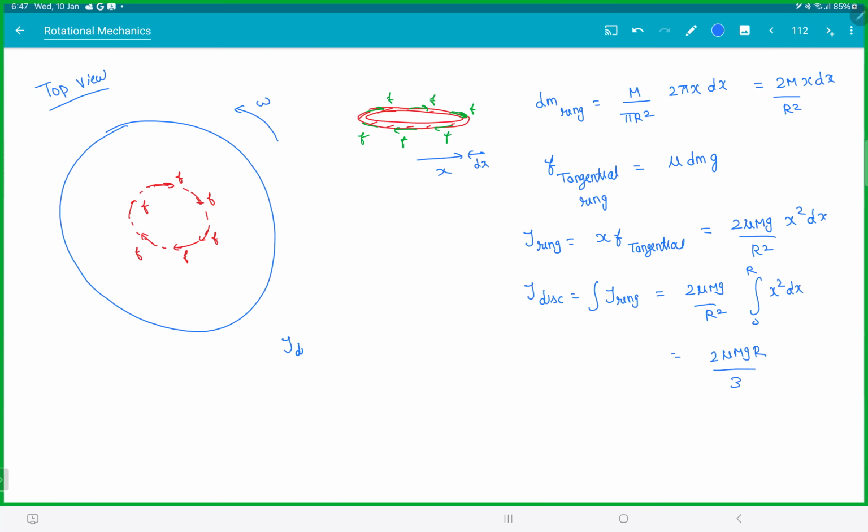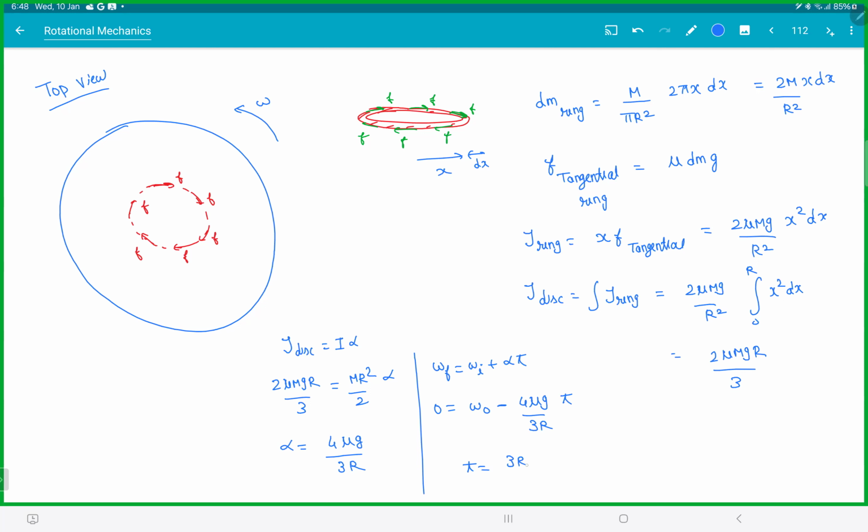So torque on the disk is equal to I alpha. 2 mu mg r by 3, and for a disk moment of inertia is mr square by 2. That's the reason you should know moment of inertia values, or else after doing this much, you will goof up here. Alpha is 4 mu g by 3r. Since alpha is constant, I can use omega final is omega initial plus alpha t, circular motion. Omega final is 0, omega naught, and alpha will be minus because it's in the opposite direction. So time will be 3r omega naught by 4 mu g. Check.